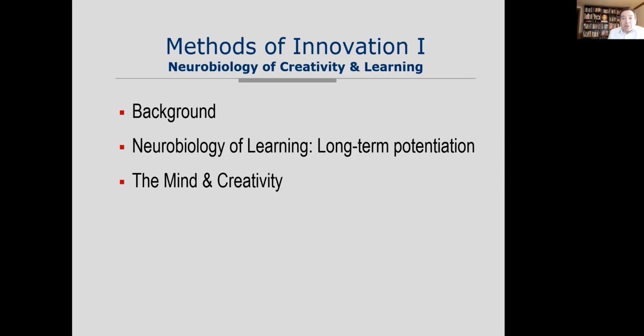We'll talk about some background, some basic neurobiology, and then how learning works, how we learn in the brain. In particular, there's a phenomenon called long-term potentiation. Potentiation means to increase or improve over a long time. So that's how Julia Minks was saying, how does she remember things for a long time? By reviewing within 24 hours, what she was doing is in effect facilitating this long-term potentiation process in the brain. And then we'll talk about the mind and creativity.